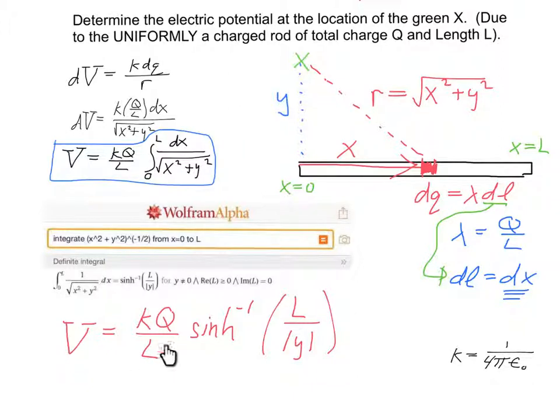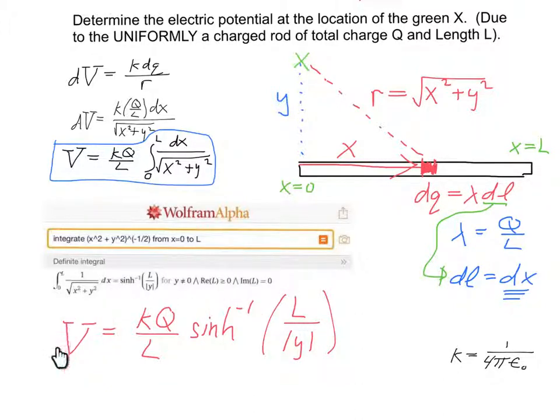And again, we note that this has the right units. These are units of electric potential. This is dimensionless. The inverse hyperbolic sine of a dimensionless quantity will be dimensionless. So we've got the right units. And note that this y could have been any value, not just this particular value, but it could have been further up here or a little bit less. So we actually have the electric potential as a function of y, provided that y is along this direction, perpendicular to the line of charge.